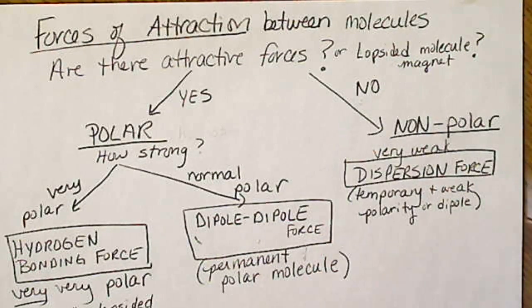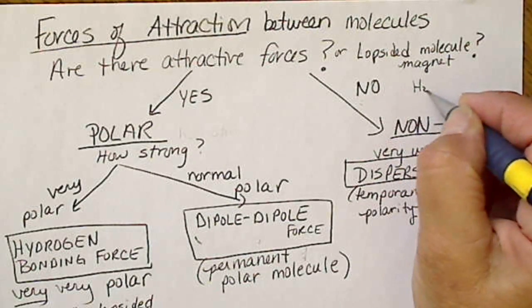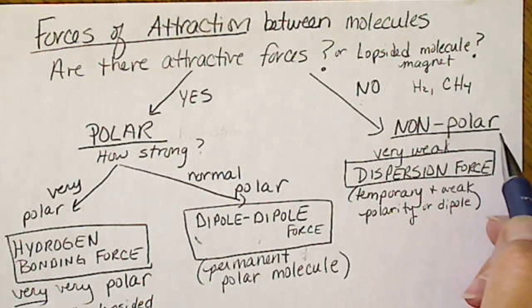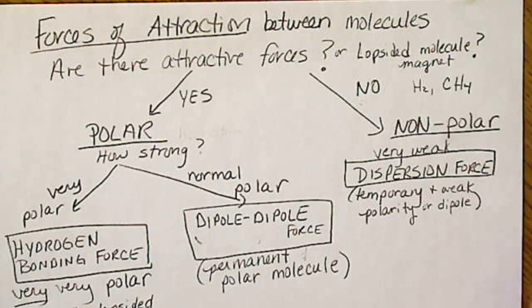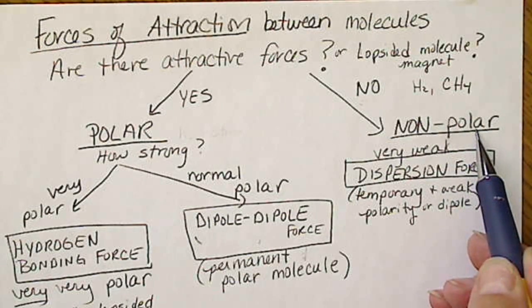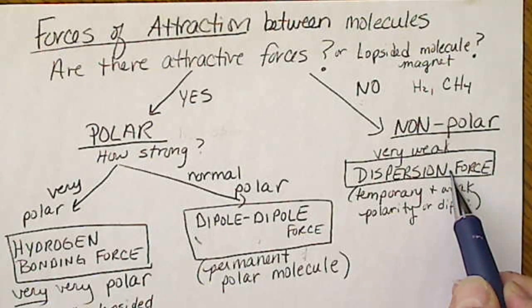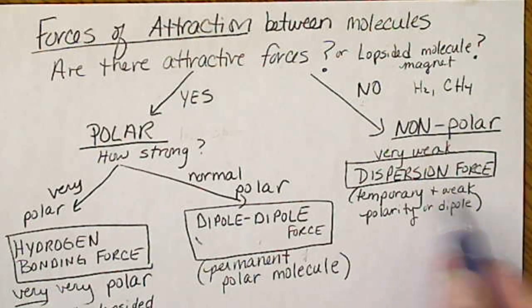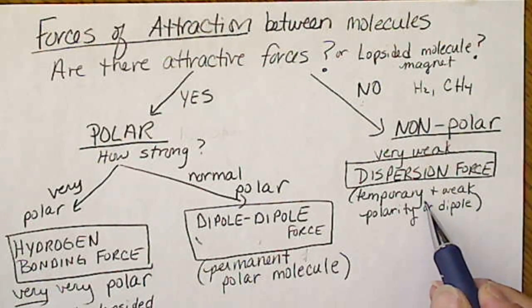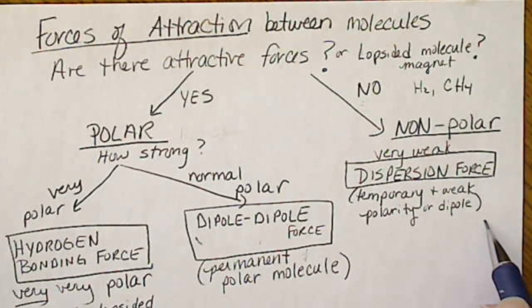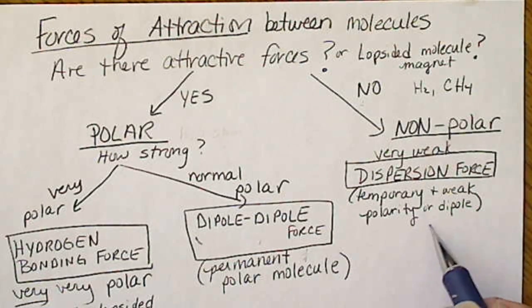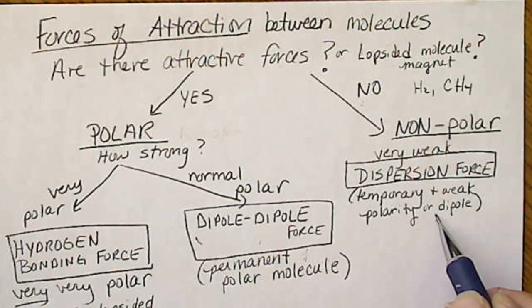If it's a symmetrical molecule, for example like hydrogen or CH4, something where all the atoms around the central atom are the same and there's no lone pairs, then that molecule is nonpolar. So there's a very weak force of attraction called the dispersion force, and that's due to the fact that electrons are always moving. So for a very short time period, the electrons could be on one side of the molecule, but it's not permanent. This is kind of like taking a paperclip and making it a magnet. It's not a magnet for very long, and it's certainly not a strong magnet.